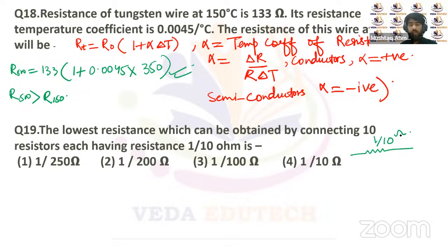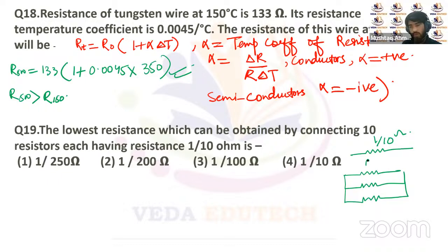So the least resistance can only be obtained if we place all of them in parallel to each other. Then we'll be able to obtain the least resistance. So it means that we have to put all these 10 resistors parallel to each other.